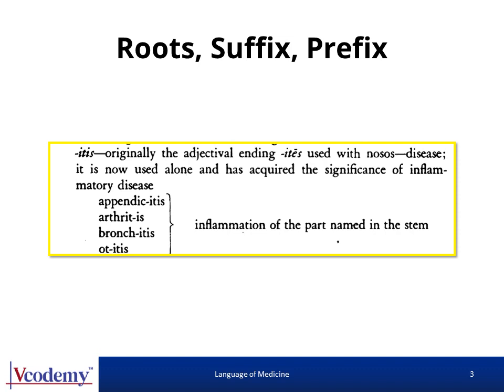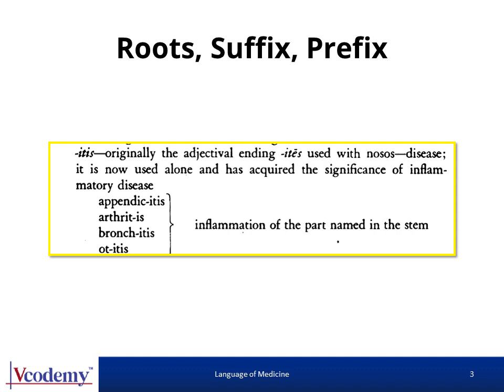You must have seen the suffix itis. So, this is originally the adjectival ending used with disease conditions. So it is now used alone and has acquired the significance of inflammatory disease. See, for example, if this suffix is used with the appendix, that is appendicitis, it means inflammation of the appendix. You need to read medical terms backwards. Inflammation of the appendix. Okay, itis means inflammation.